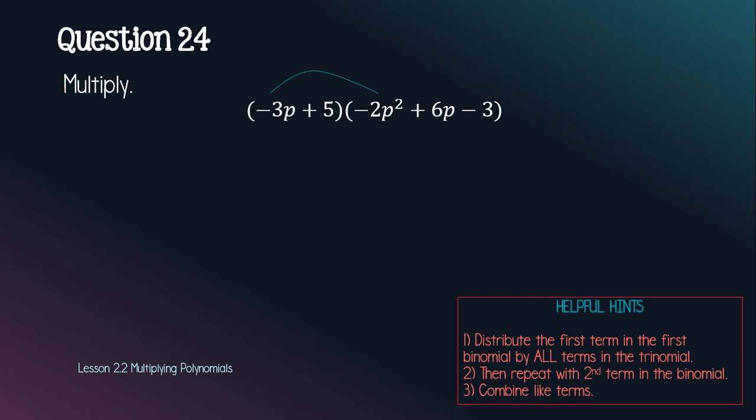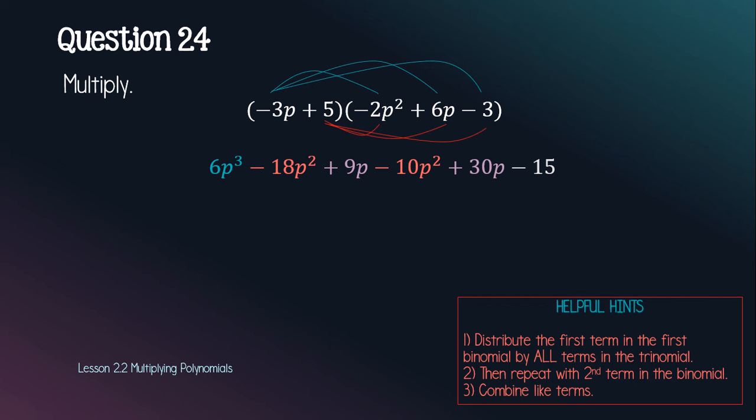So what that means is that I'm going to multiply that negative 3p to all three terms inside the trinomial. And then I'm going to repeat that with my second term. So then I'm going to multiply the 5 by all of my terms. So that's going to end up looking like this when I'm said and done.